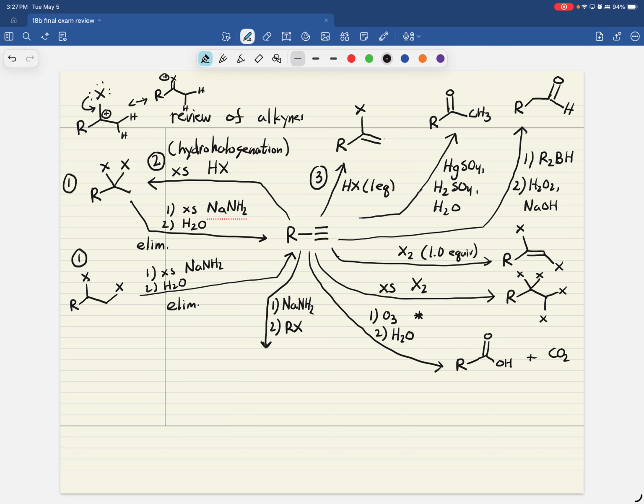All right, but if we take a terminal alkyne here, treat it with base, what's the base going to do?